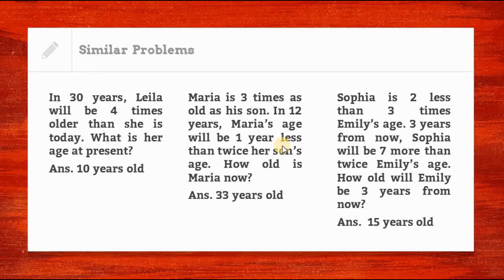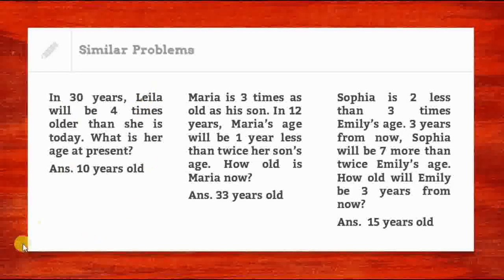So here are other examples of age problems involving the present and future times. For the first problem, there is only one person involved. For the second problem, there are 2 persons involved. In the third problem, there are also 2 persons involved. Go ahead, solve the problems applying the T solution.